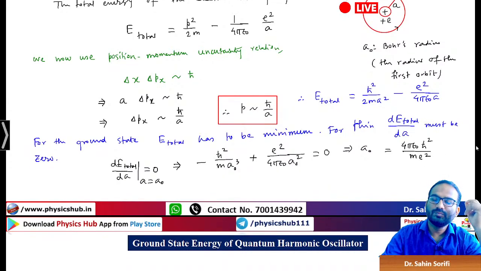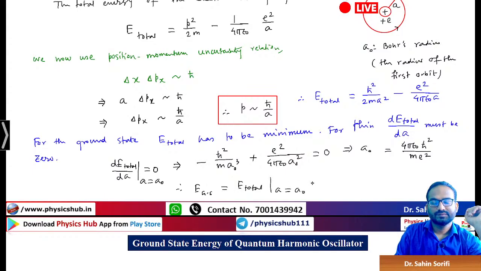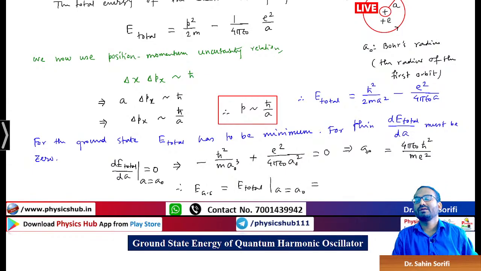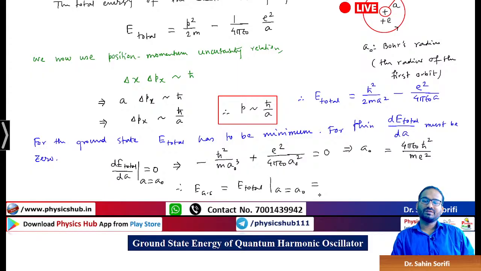Okay, now if you plug in this A naught into the expression of total energy, then we will get the ground state. Therefore E ground state is obtained by putting A equals A naught in that E total expression. And if you put A equals A naught, which is 4 pi epsilon naught h cut square by m e square, into this expression, what will you get?